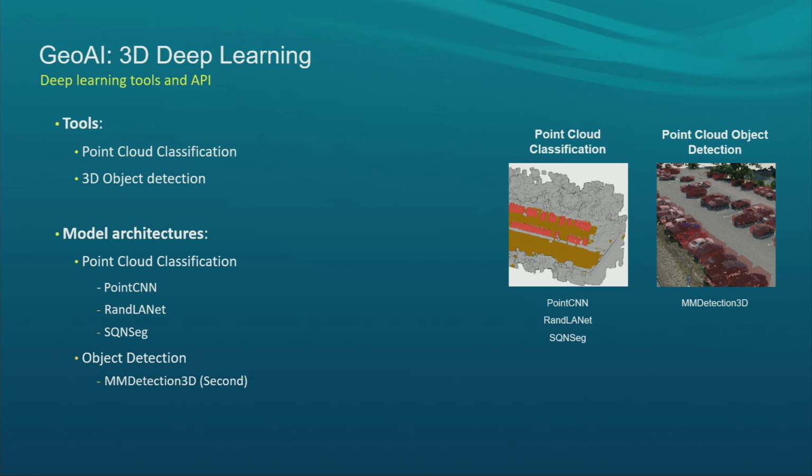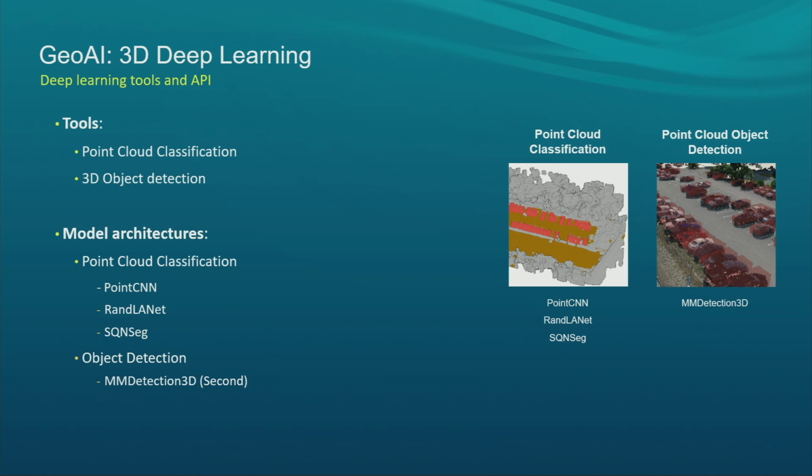So in terms of accuracy, all these three architectures can work well depending upon your use case. So you have to check which one works best for you. But in terms of performance, RandLA-Net is the fastest among the three. So if you are looking for faster results, then you can go with RandLA-Net.